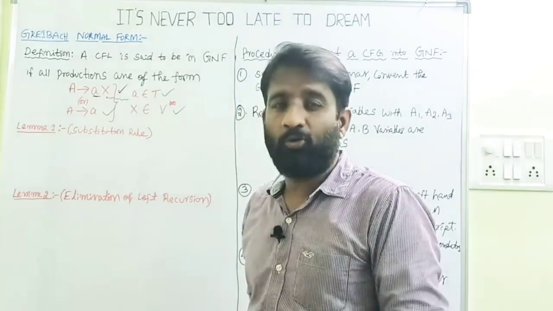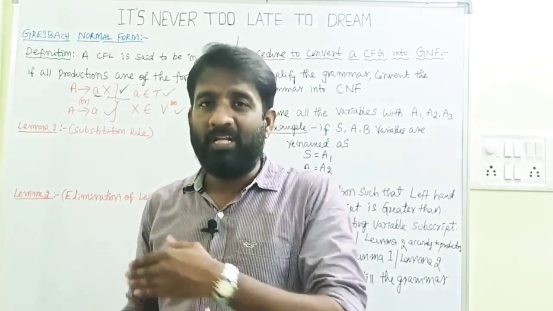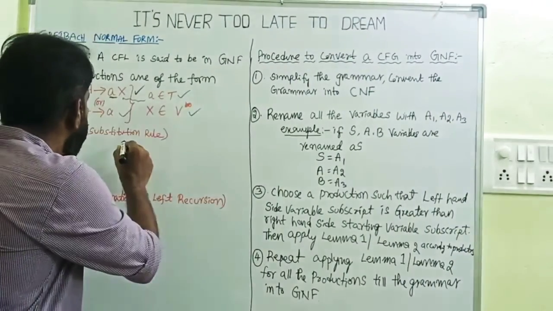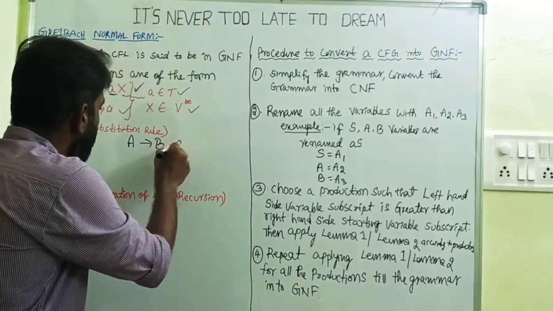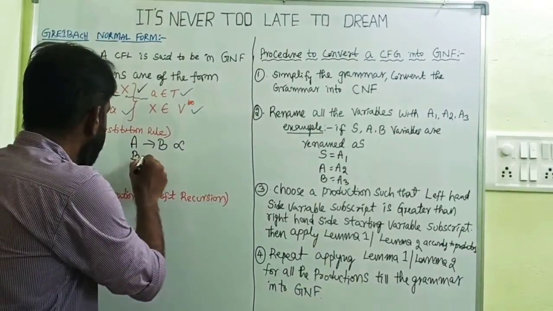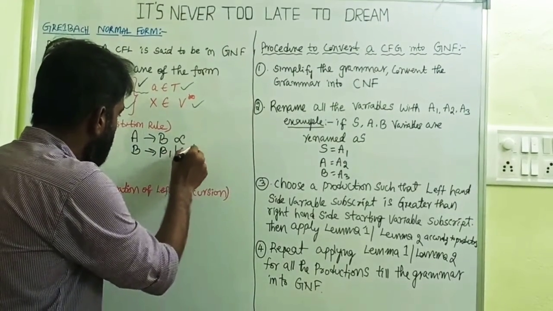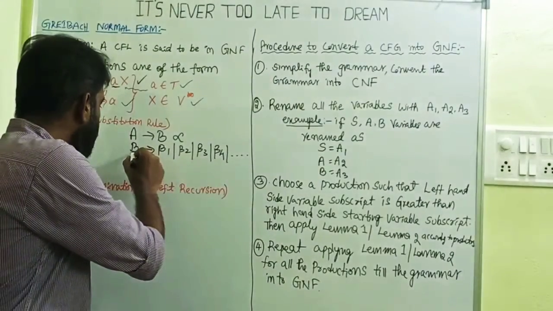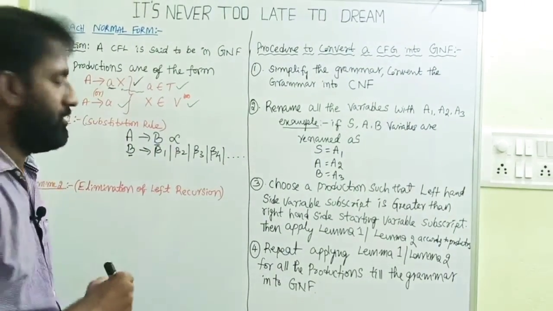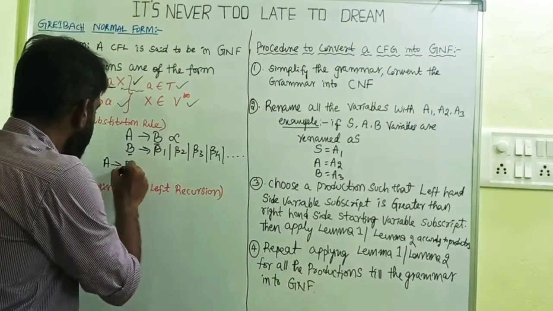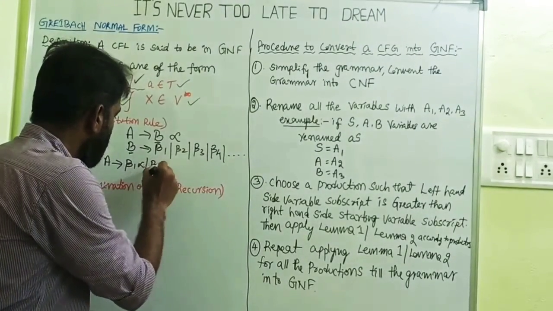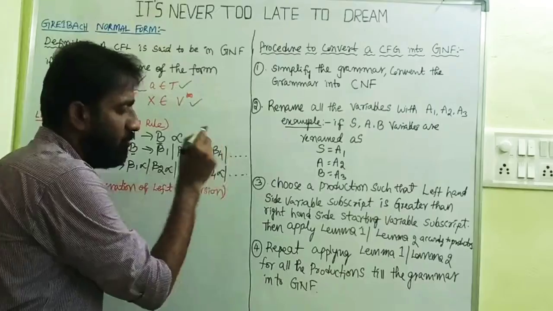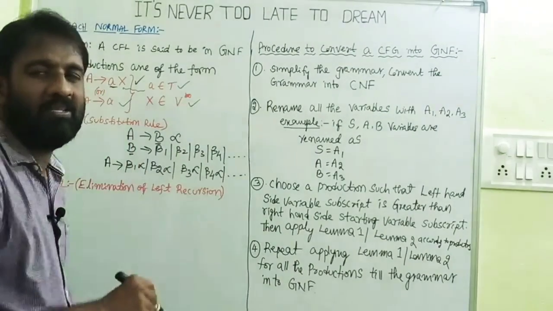Before discussing how to convert a context-free grammar into the Greibach normal form, let me explain two lemmas. First, lemma one is the substitution rule. For example, we have a production A tends to B alpha, and B tends to beta 1 slash beta 2 slash beta 3 slash beta 4 and so on. Let's substitute the B production in the A production, so that we can write the new production, that is A tends to beta 1 alpha, beta 2 alpha, beta 3 alpha, beta 4 alpha, and so on. This theorem is called lemma 1. Another name for lemma 1 is the substitution rule.